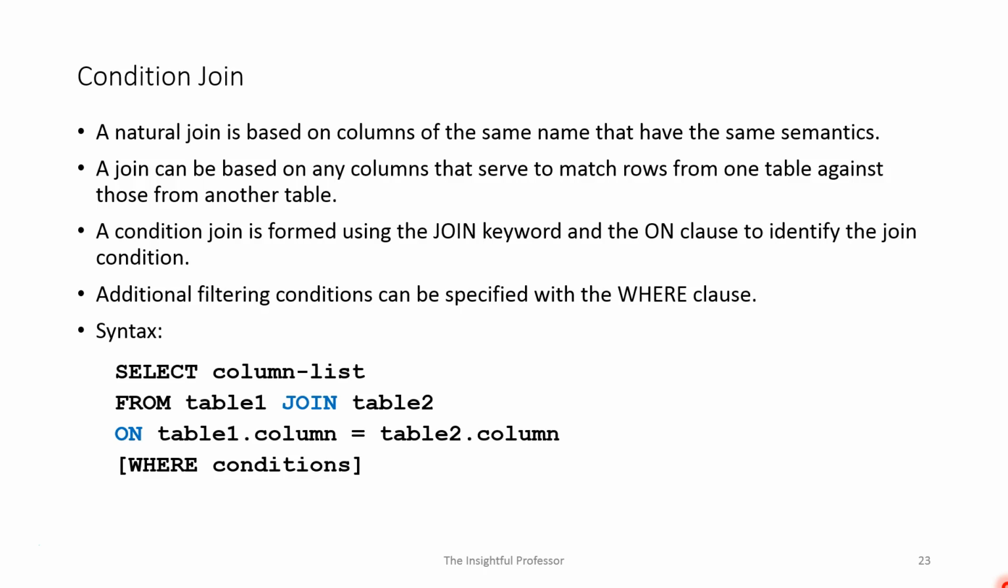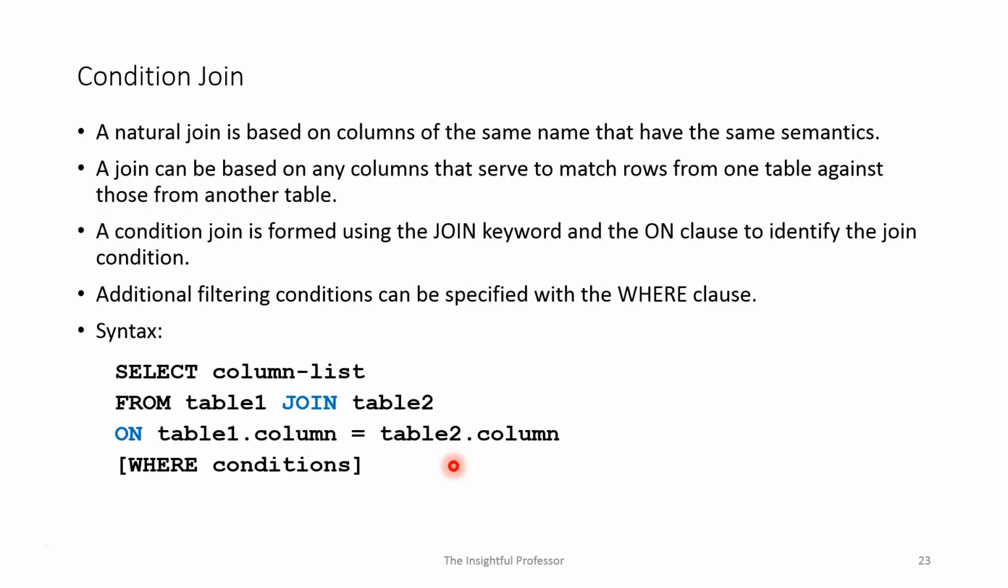So a condition join is formed again by using the join keyword to separate the two tables. Rather than comma separated, we're using the join operator. And we also have, connected to the join, an on clause. The on clause is where we express the condition or the relationship that is going to be used to perform the join operation. So that's why they call this a condition join. We're expressing the condition explicitly. A little bit different than a natural join.